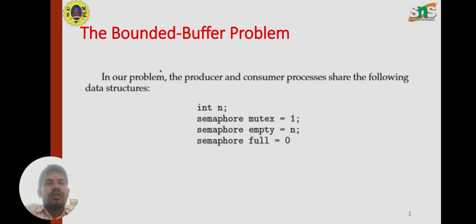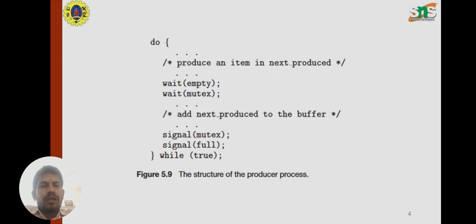In the bounded buffer problem, the producer and consumer processes share the following data structures: semaphore mutex equal to 1, semaphore empty equal to n, and semaphore full equal to 0. We have the structure of the producer process. First, produce an item in next produced. Then wait(empty) and wait(mutex). Add next produced to the buffer. Then signal(mutex) and signal(full). While the condition is true, it moves on to the next iteration.